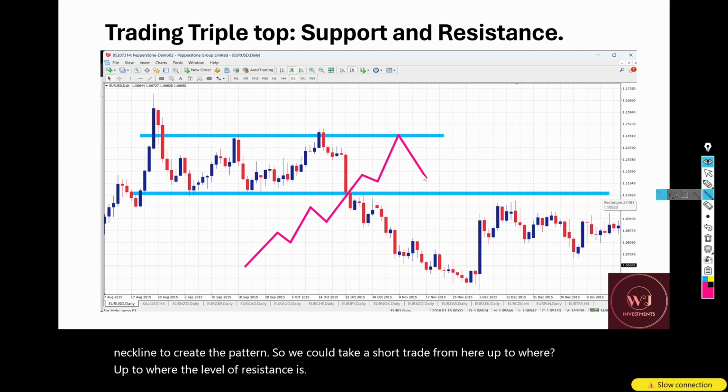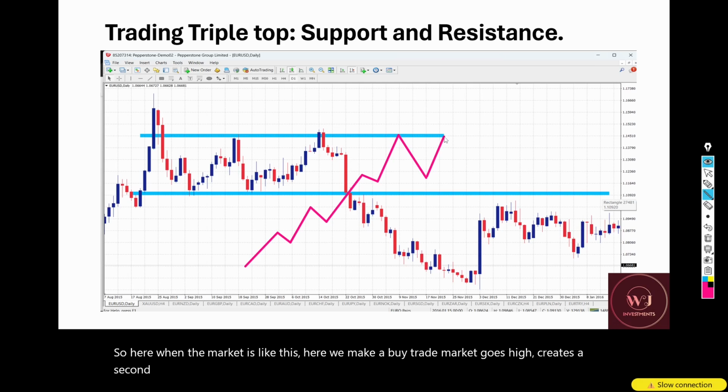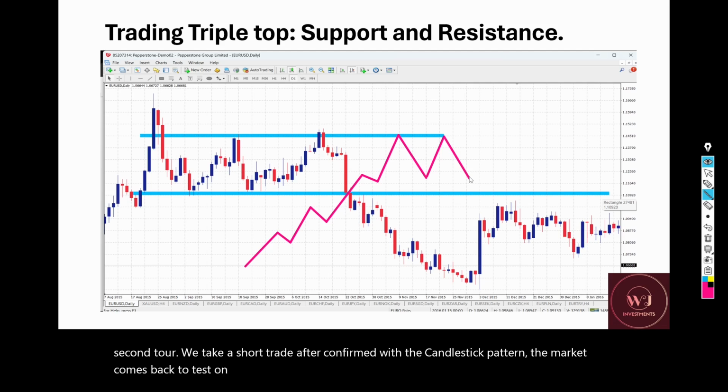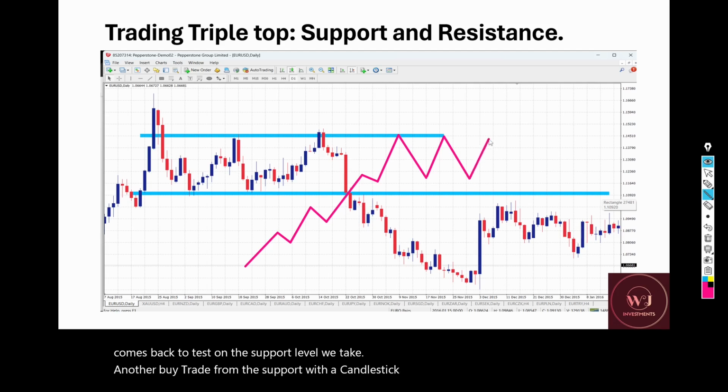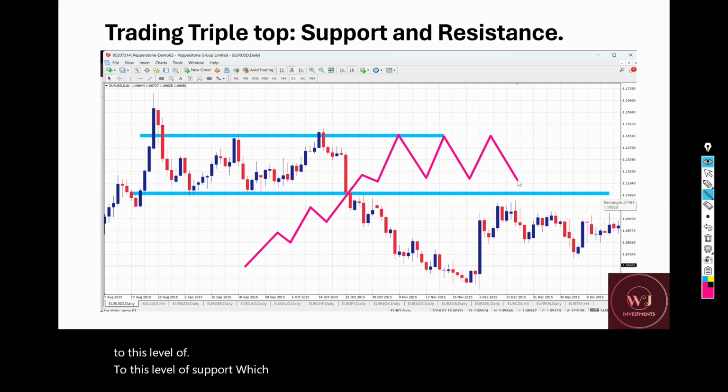So here, when the market is like this, we make a buy trade. The market goes high, creates a second top. We take a short trade. After confirming the candlestick pattern, the market comes back to test the support level. We take another buy trade from the support with a candlestick pattern confirmation, and then the market goes high, creates the third top. So we take a reversal trade for the market to come back to this level of support, which is the neckline. So here we expect two things.